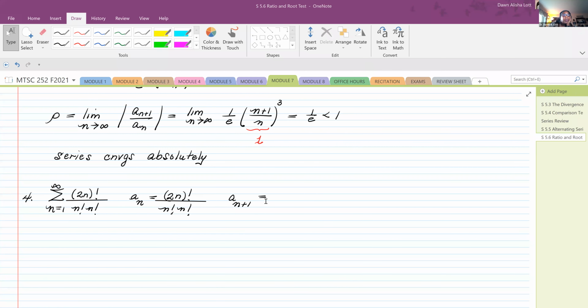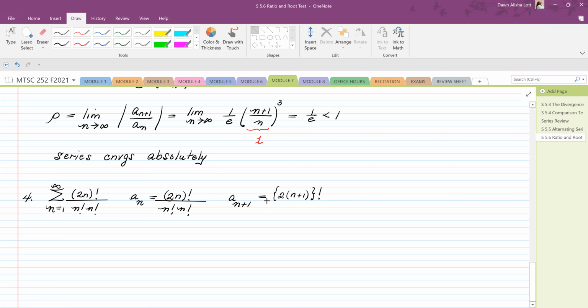Okay, so now we're doing a ratio test on this. I need somebody to tell me what a_{n+1} looks like. No takers. I think I can try. Okay, so on the top is going to be 2 times (n+1) factorial.